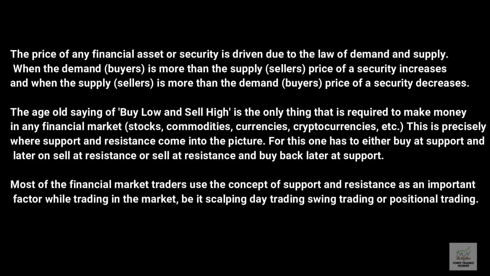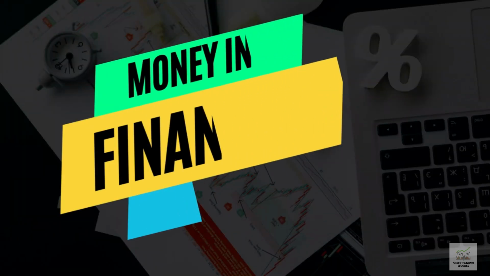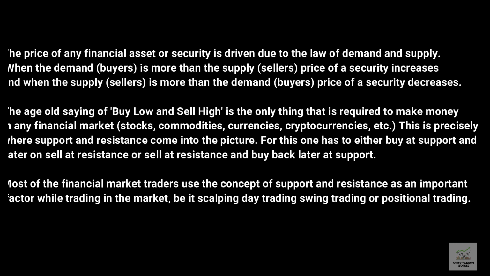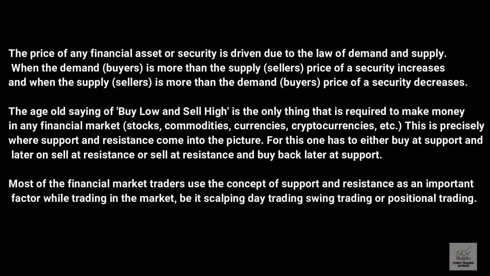The age-old saying of buy low and sell high is the only thing that is required to make money in any financial market: stocks, commodities, currencies, cryptocurrencies, etc. This is precisely where support and resistance come into the picture. For this, one has to either buy at support and later on sell at resistance, or sell at resistance and buy back later at support. Most of the financial market traders use the concept of support and resistance as an important factor while trading in the market, be it scalping, day trading, swing trading, or positional trading.